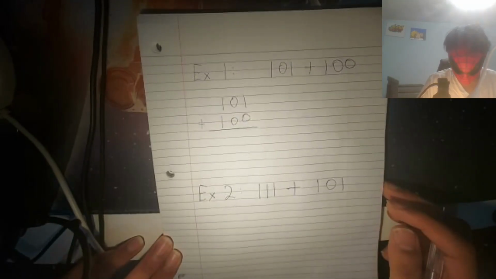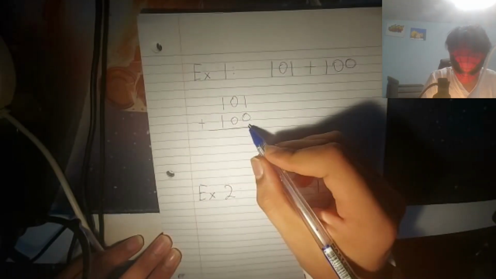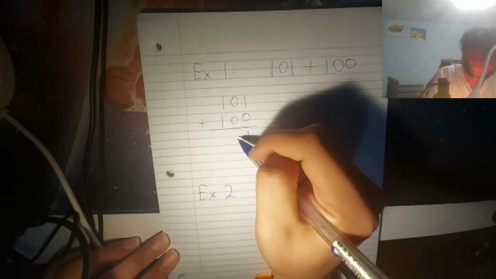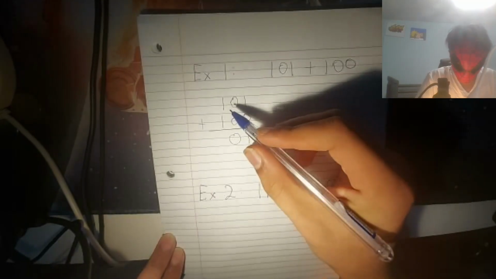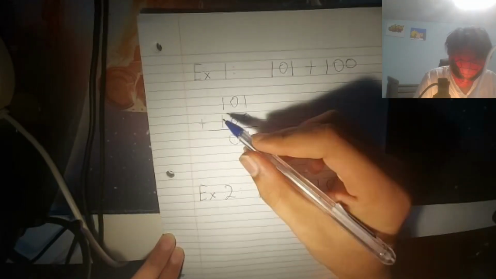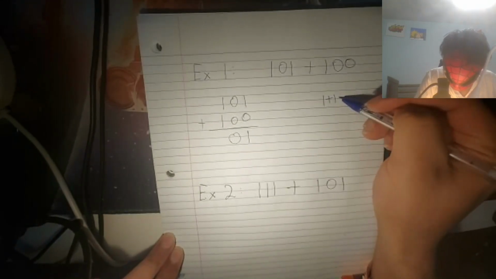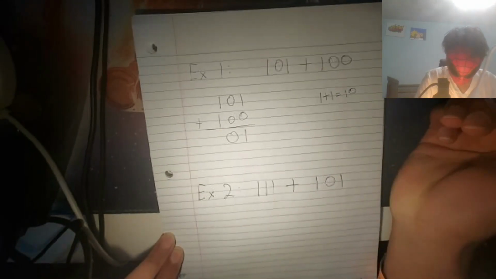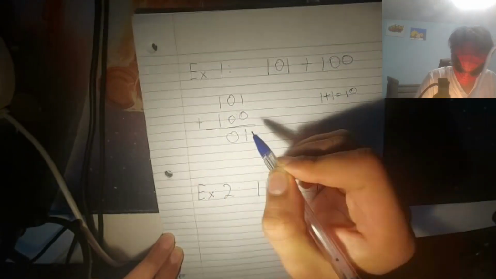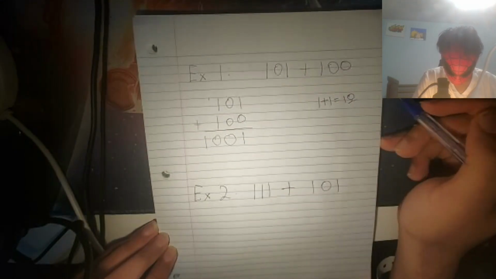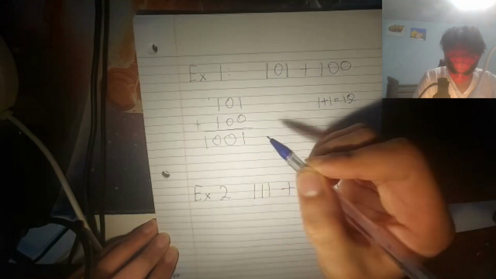So we will start by adding the rightmost digit. So 1 plus 0 is equal to 1. 0 plus 0 is equal to 0. Now, finally we come to this digit. So 1 plus 1. In binary, 1 plus 1 is actually equal to 10. So this spot has place for only 1 bit. It has place for that 0 bit. We put the 0 here and we carry over the 1. So our final answer is 1001.